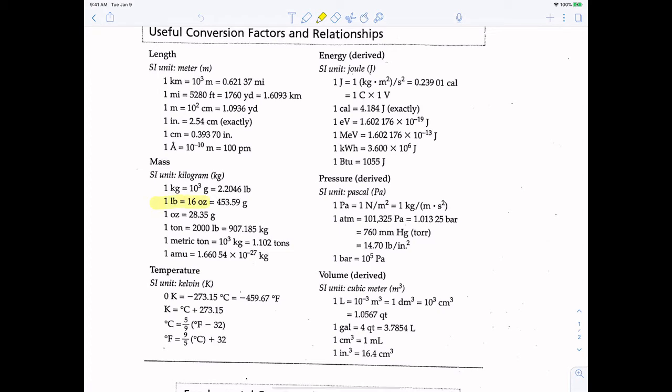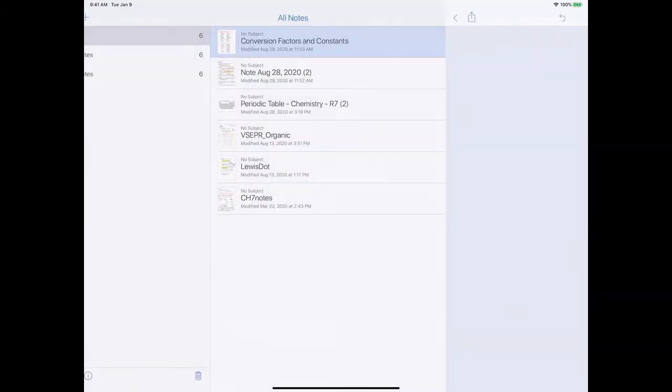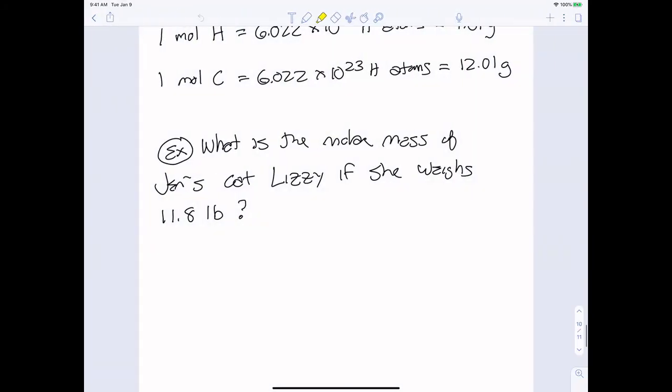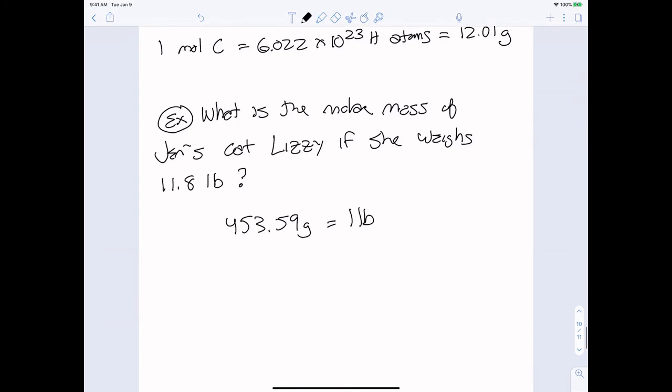So we know that 1 pound is 453.59. So let's see if I forget that by the time we go back. 453.59. So 453.59 grams is equal to 1 pound. So I'm just going to do a unit conversion real quick, converting Lizzie's mass to grams. Remember, molar mass is in grams, so that's why we need to do that.